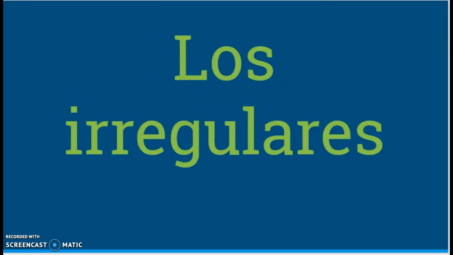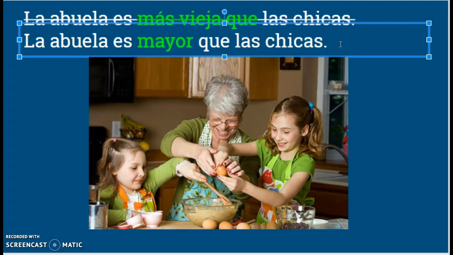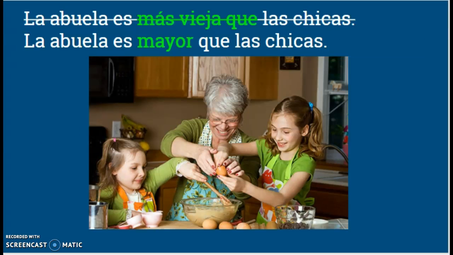There are a few irregulars here. Just like in English, we can't say more good than, we have to say better. We can't say badder, we say worse in English. So a lot of those are still true in Spanish. Here we have la abuela es mayor que las chicas. Instead of saying más vieja que, more older than, you have to say mayor. One way to remember this word mayor is that if you want to become a mayor, you have to be older.